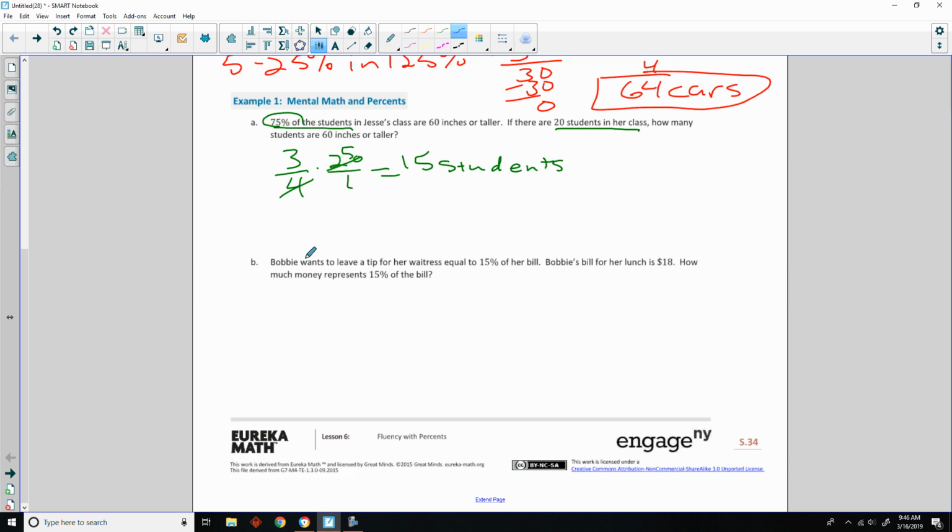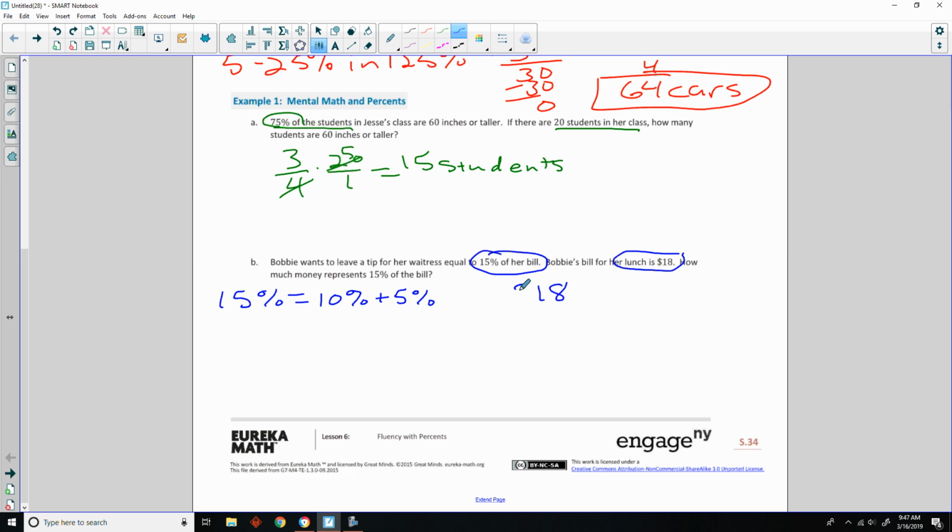B. Bobby wants to leave a tip for her waitress equal to 15% of her bill. Bobby's bill for her lunch is $18. How much money represents 15%? The easiest way to do a 15% conversion is to break 15% down to 10% plus 5%. Okay? Because 10% is really easy to find on a bill.